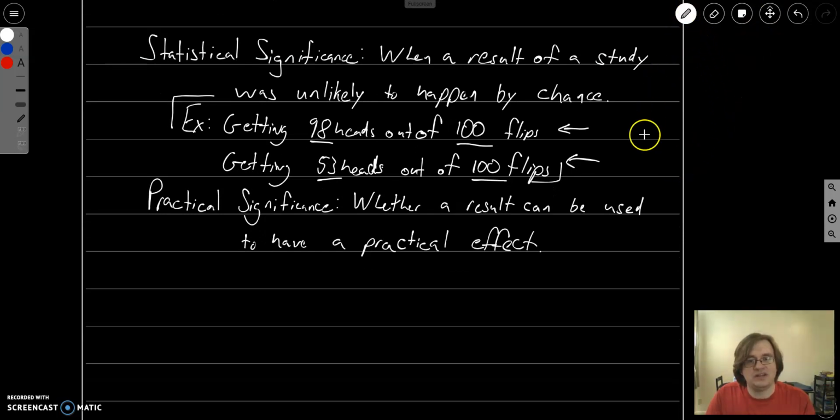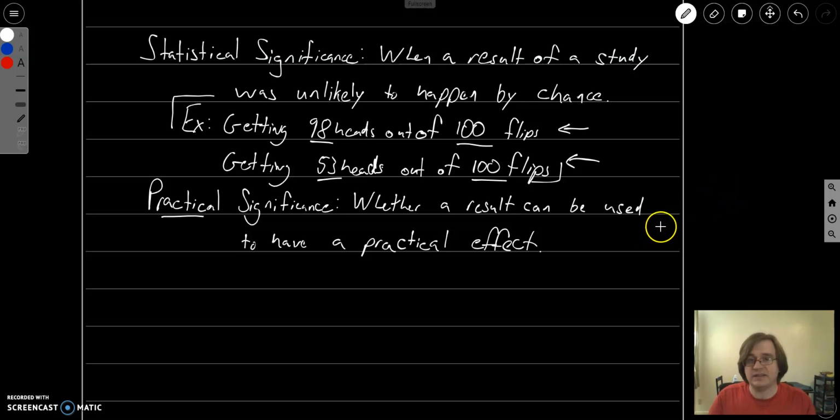However, when something is statistically significant, we can ask about the practicality. So whether a result can actually be used and whether or not it can have a practical effect on what we want. And the example in the textbook gives a story about a drug that was used to increase the likelihood of giving birth to a baby girl as opposed to a baby boy.